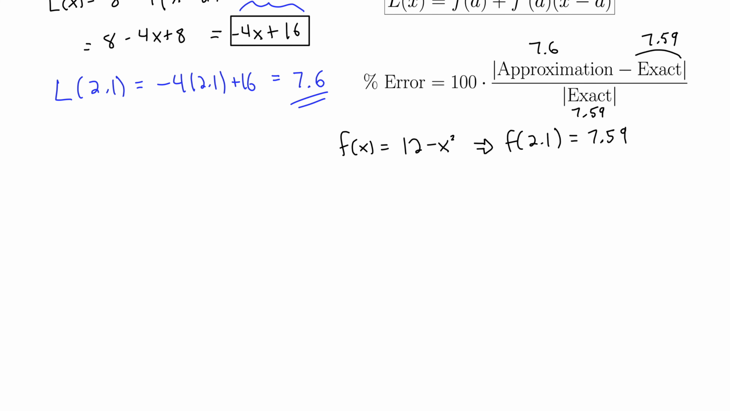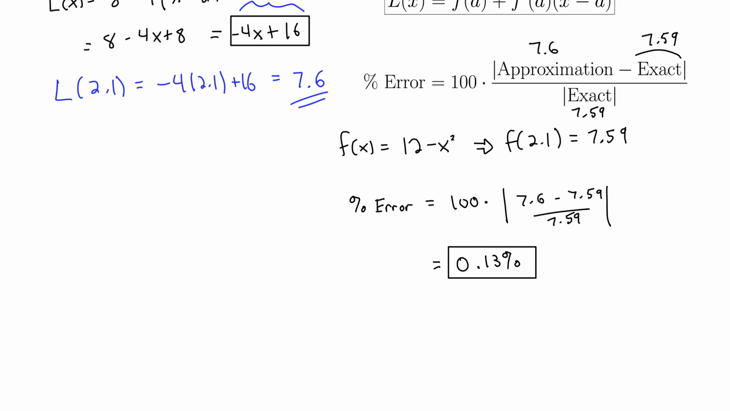Okay, so now we can compute our percent error to be 100 times the absolute value of 7.6 minus 7.59 all over 7.59. So those values are very close, right? 7.6 versus 7.59. So we know we're looking at a good approximation. When we run this through a calculator, you get about 0.13%. So that's the percent error, a very small percent. So that tells us this is a very good approximation, around 2.1, which makes sense because that's very close to 2. You can imagine that as we go further and further off from 2, this approximation would get worse and worse.